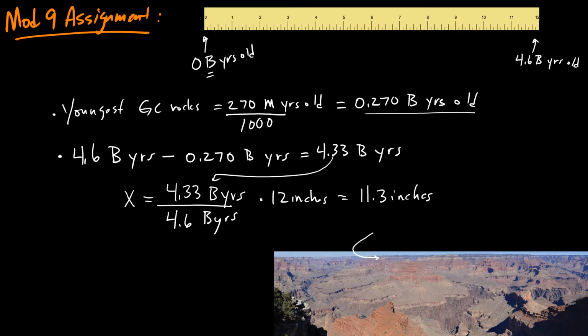So the youngest rocks at the Grand Canyon are about 270 million years old. However, in terms of when they occurred, it was a very recent event. 11.3 inches is approximately there. Present day is at 12 inches. The youngest rocks, despite being incredibly old compared to you or I, 270 million years, is a very recent event, geologically speaking.